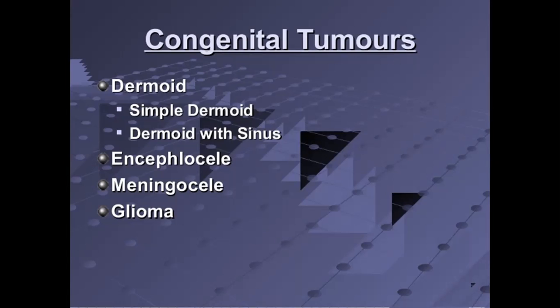Then encephalocele. Sometimes due to failure of fusion of the bone, congenitally by birth, or due to trauma or any other reason, from the gap of the bone the meninges along with a part of the brain can bulge out. If only meninges bulge out, we call it meningocele. If along with it the brain or CNS part comes out, we call it encephalocele. And this nervous tissue, glial tissue, that is the glioma. So these are the congenital tumors.